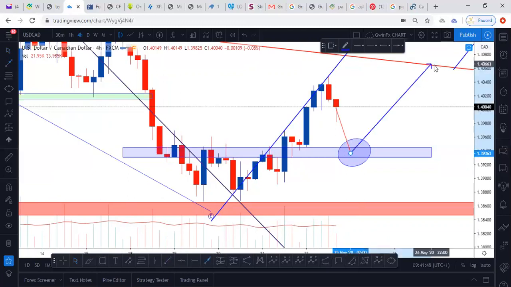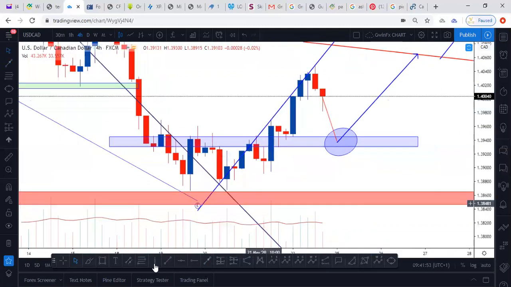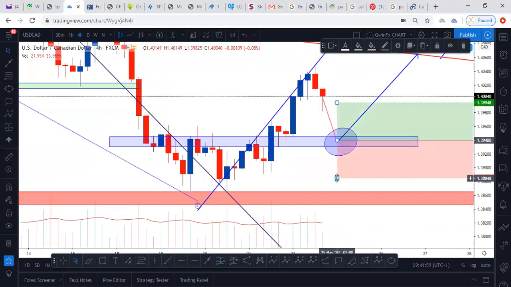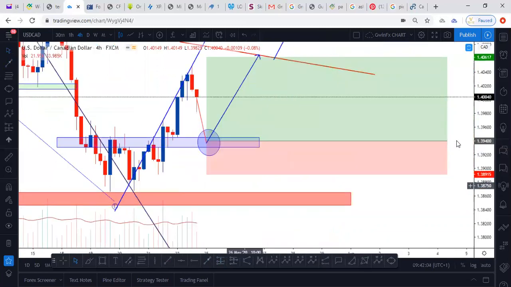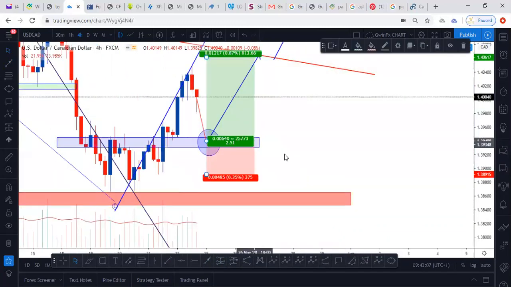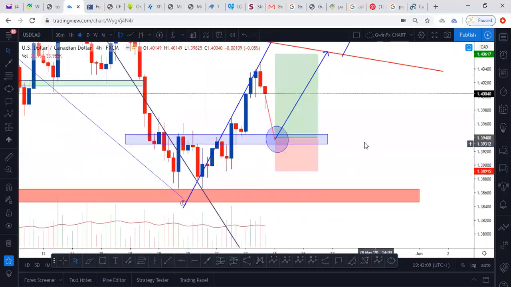Here, trend line first. Then we could look for new directions for the market. And here, our risk will now be 1. Our reward will now be massive. All right, that'll be a 1 to 2.5 risk to reward trade, and it's a good position to be in.